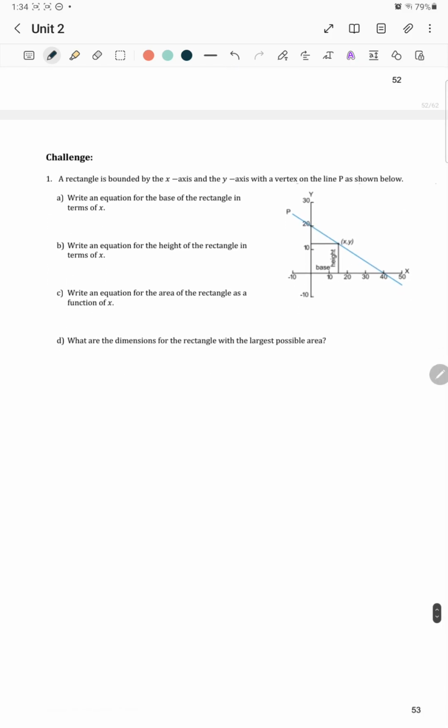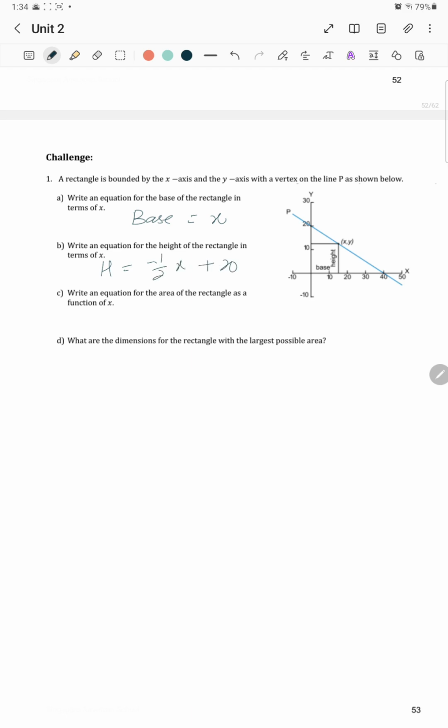A rectangle is bounded by the x-axis and the y-axis with a vertical line on the side as shown below. Write the equation of the base of the rectangle in terms of x. Base. What is the equation for the height of the rectangle in terms of x? Height would be equal to minus 1/2 x plus 20.